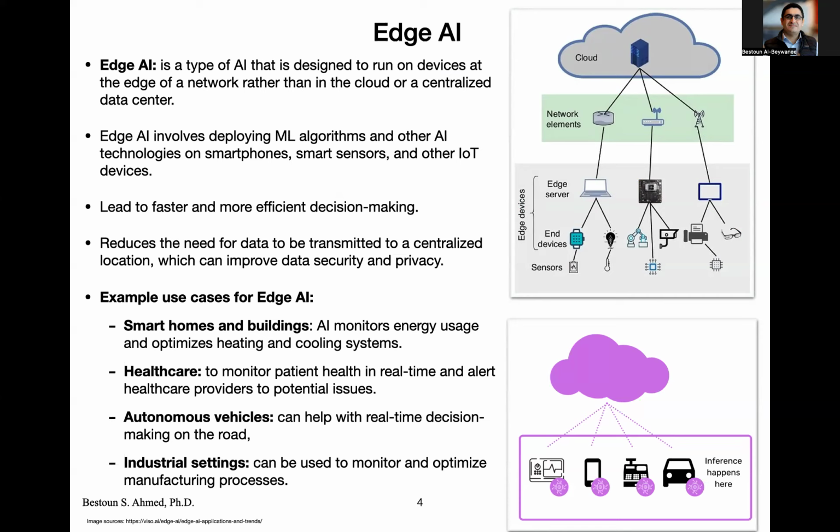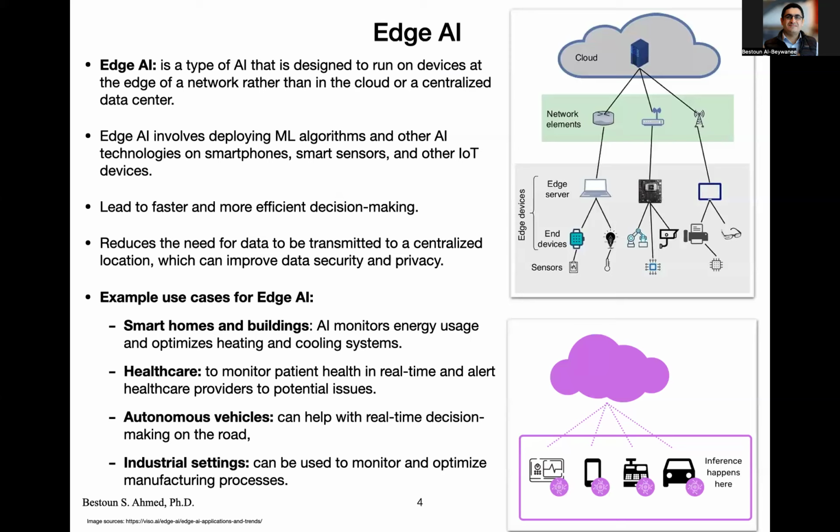And in this edge AI technology, the decision is more efficient. Examples, of course, as I said, smart home building, for example, the edge AI monitors the energy and does a lot of things without going back to the cloud. And in healthcare, for example, there are devices to monitor patient health and give alarms and so on.